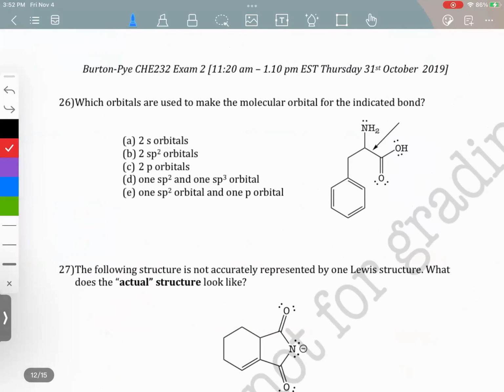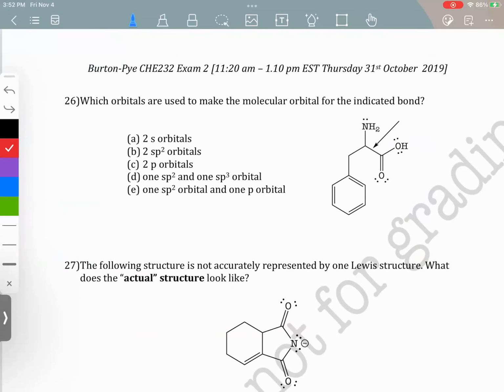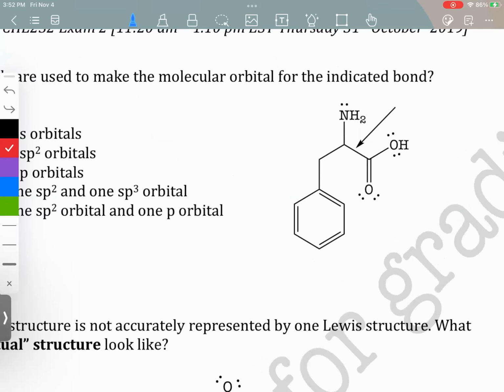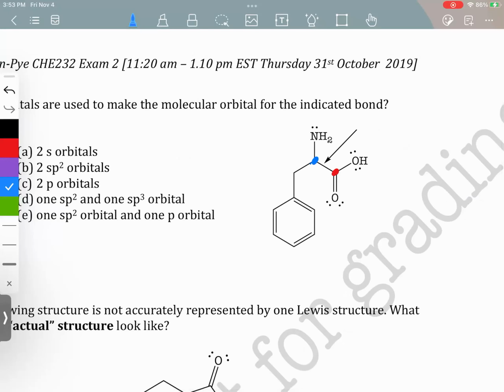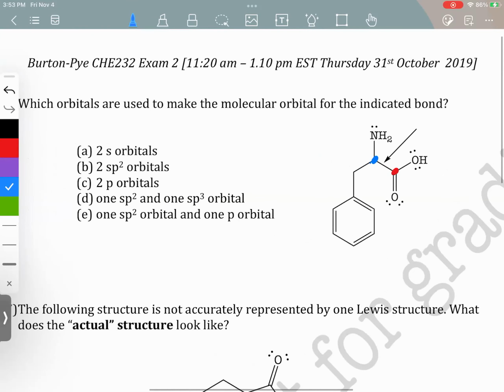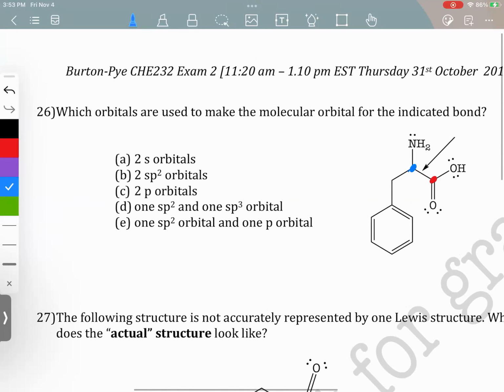Now let's go to 26. I think this might be the last question. Which orbitals are used to make the molecular orbital for the indicated bond? So they're looking at this sigma bond here, the carbon and carbon sigma. We have to determine the hybridization of these carbons because that's what each of the multiple choices is asking. What orbitals make up this sigma bond?